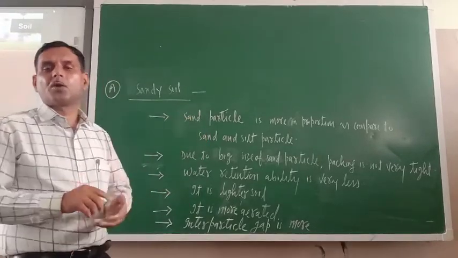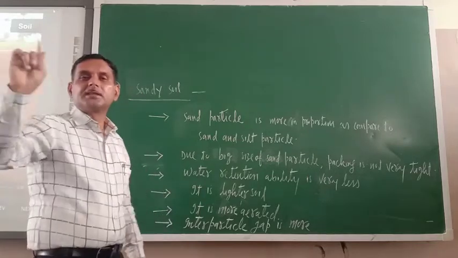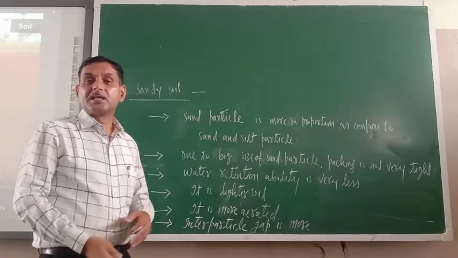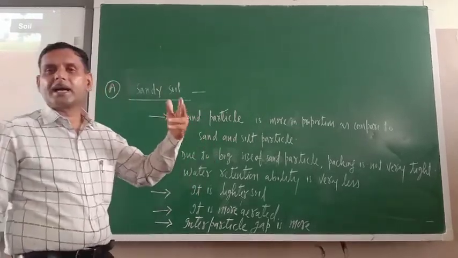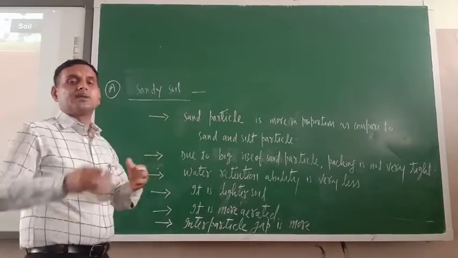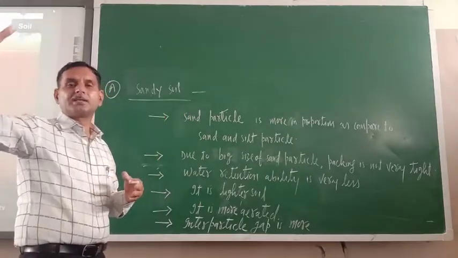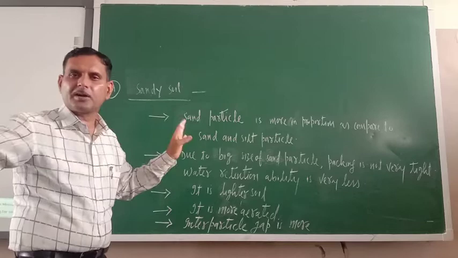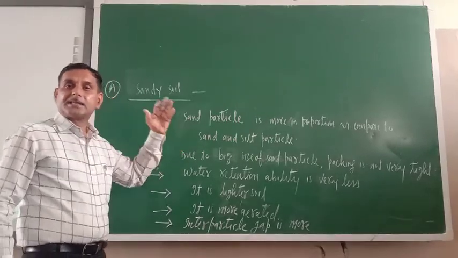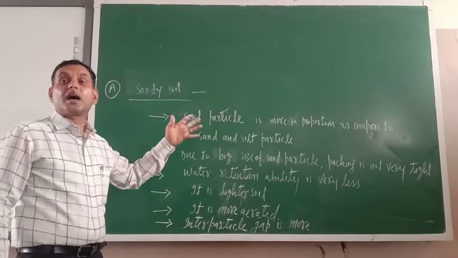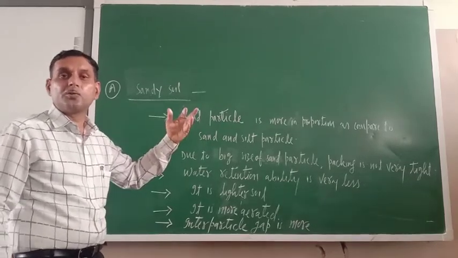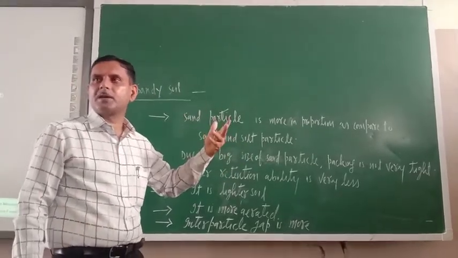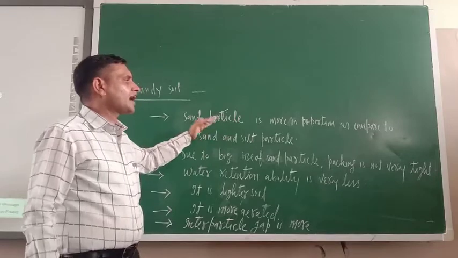Sand particles are more. And if you see size-wise, the smallest one is the clay, the second one is the silt particle, the third one is the sand particle. The highest size is the gravel particle, and the soil in which a greater proportion of gravel is found is not at all fertile. So always remember, sand particles in terms of proportion are more in sandy soil as compared to clay and silt particles.